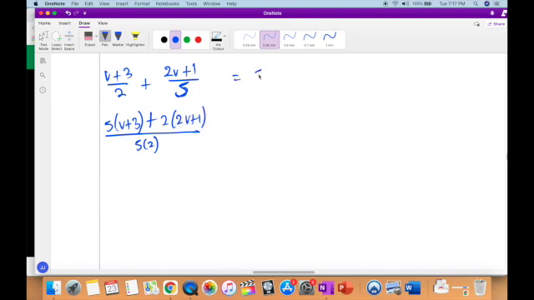So I get 5v plus 5 3s are 15 plus 2 2s are 4v plus 2 all over 10, which is 5 and 4 is 9v plus 17 all over 10. And if I have nothing I could factorize, I don't have any factors of 9 and 17. There is nothing that I could do there, no cancellations. So this is the final answer there, yeah?